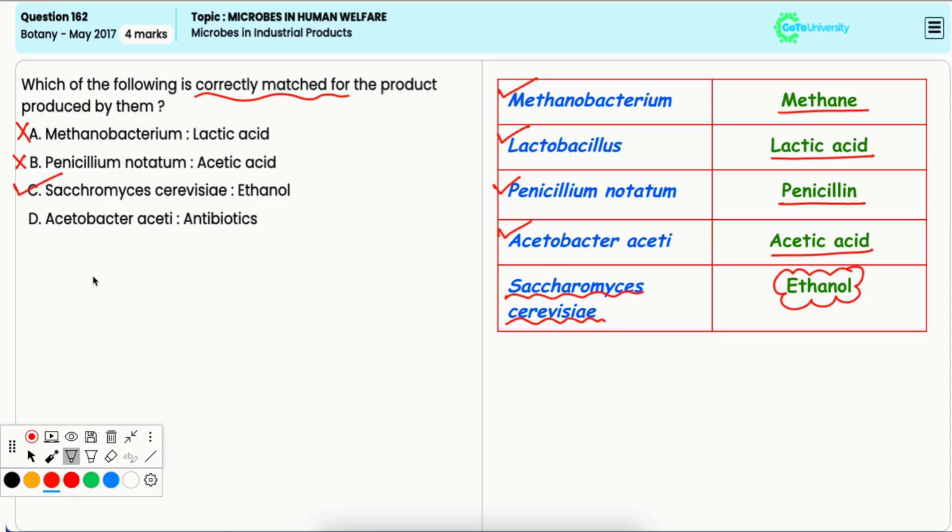Option D, Acetobacter aceti is to antibiotics. It is also incorrect. As already stated, Acetobacter aceti is involved in the production of acetic acid and not antibiotics.